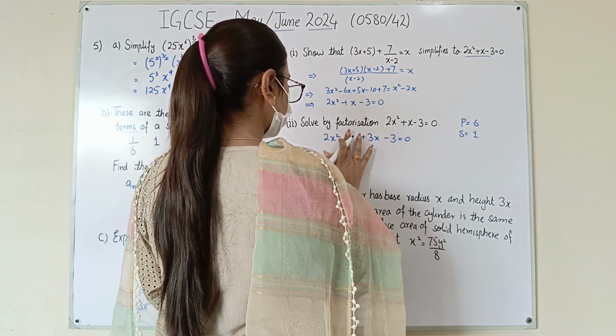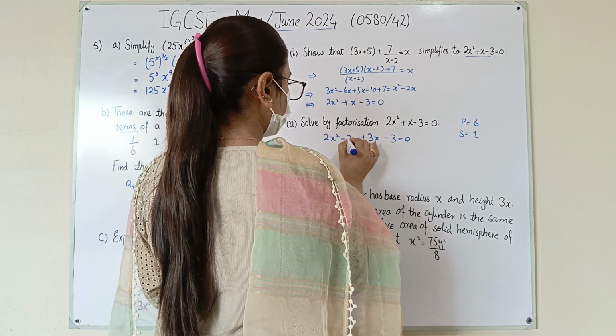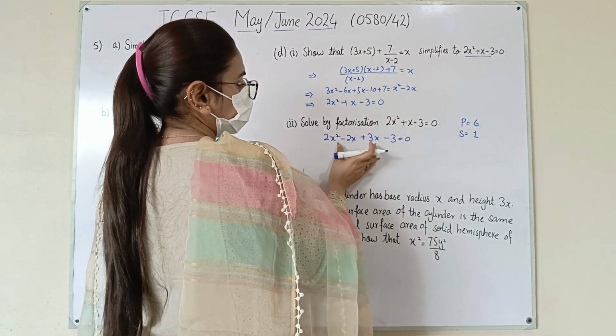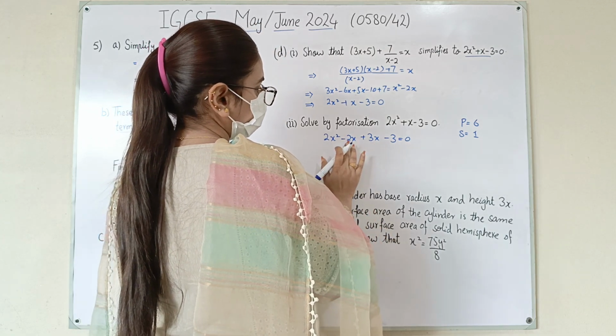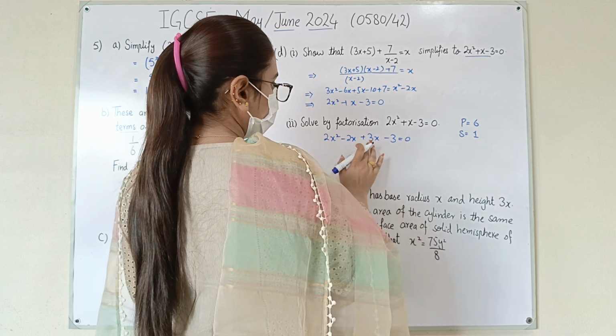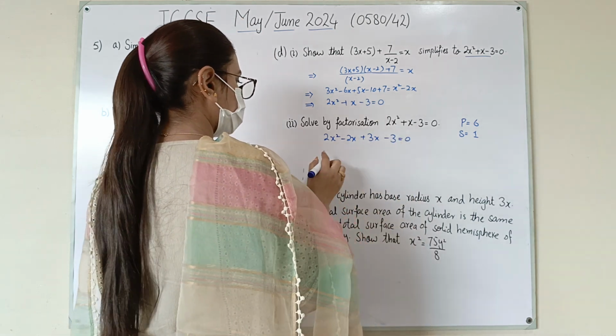plus 3x minus 2x. So what I am getting over here, 2 into 3 will be 6 and plus minus will be plus. So these are the factors.